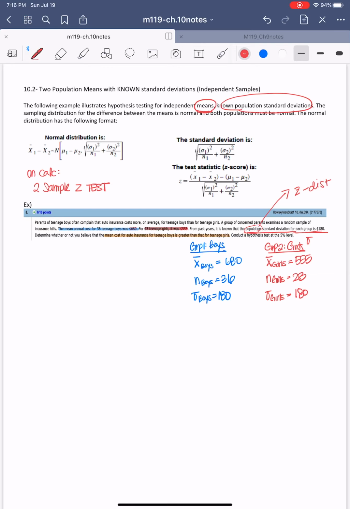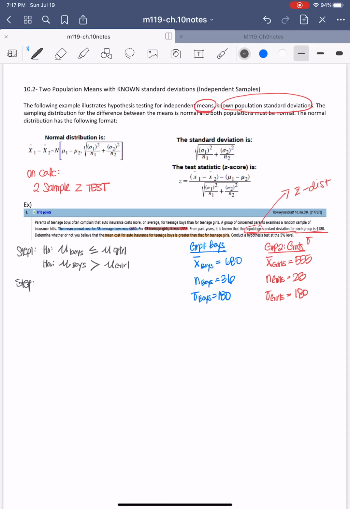Step 1. Null and then alternative hypothesis. What I underlined as the testing claim is your alternative hypothesis. So I like to begin with the alternative first and then make a contradicting statement to come up with the null. So we have a mean. You see the word mean, so our parameter is mean. Boys compared with the girls. We have a greater than, right? They're claiming greater than. So you have the null as boys less than or equal to the girls.